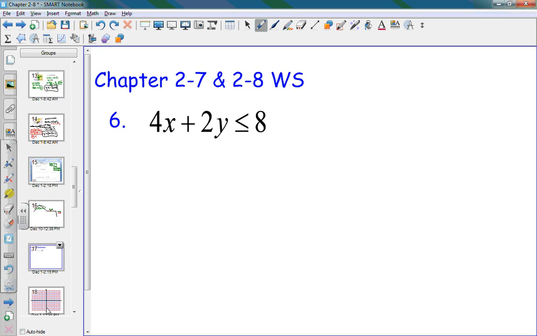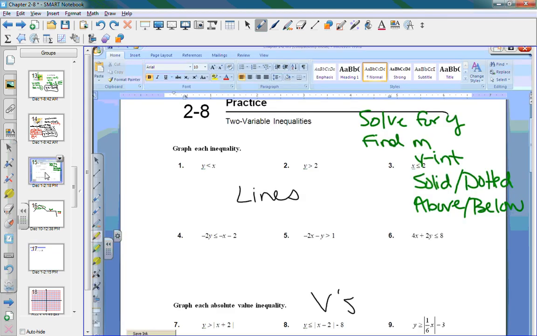So now, we're going to work on problem number 6 together. And if we're doing this, what do I want you to do for problems 1 through 6? What's it say to do up there? Solve for Y, find the slope, y-intercept, solid or dotted, and then what? Above or below. Those are the steps you need to do for all those problems 1 through 6. All the problems 1 through 6 are going to be straight lines, because all lines are straight.